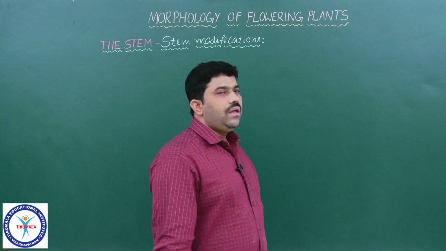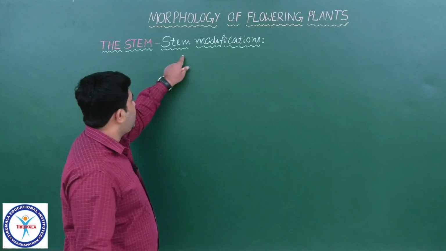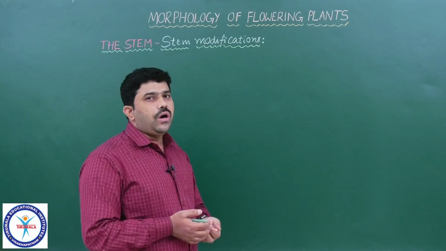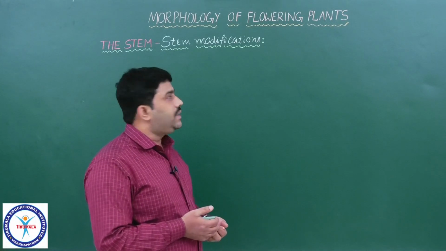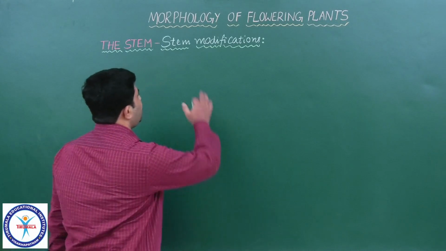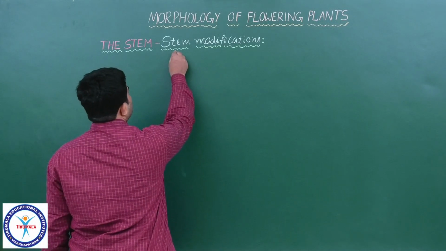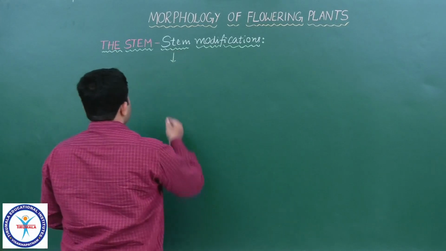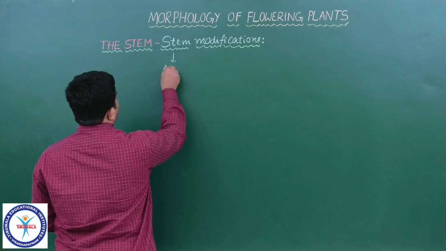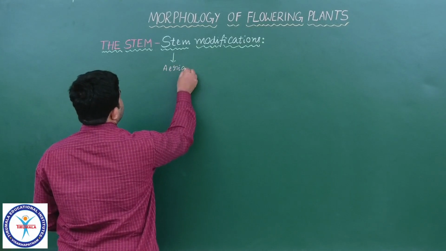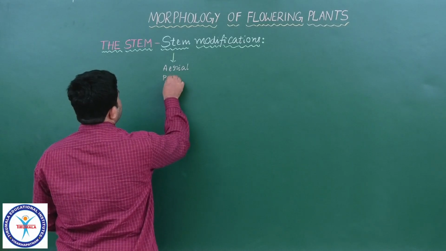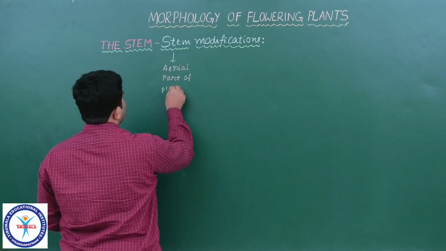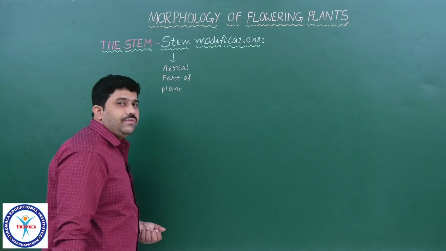Understood? Now in this lecture we are going to discuss stem modifications. What is the topic of this lecture? That is stem modifications. What is stem? Stem is in general an aerial part of the plant. Aerial part of the plant.